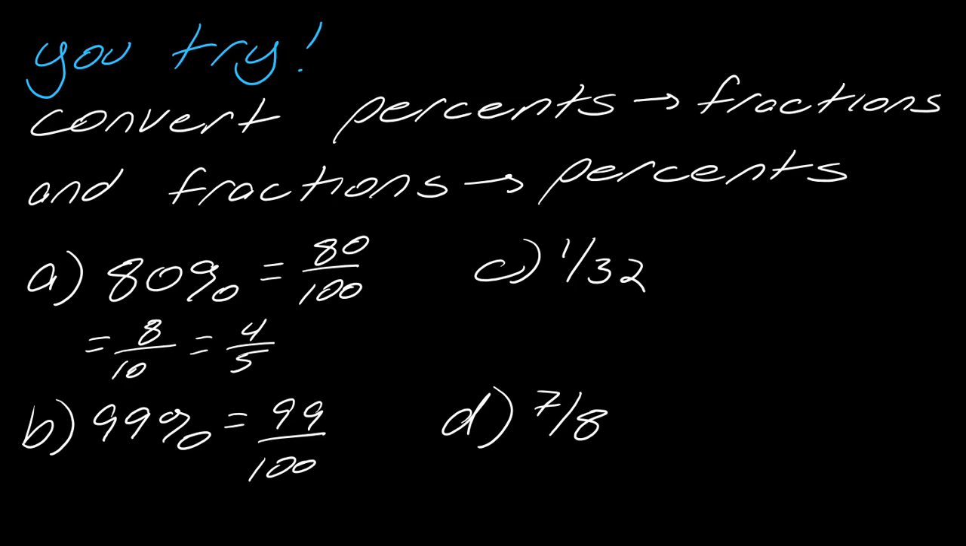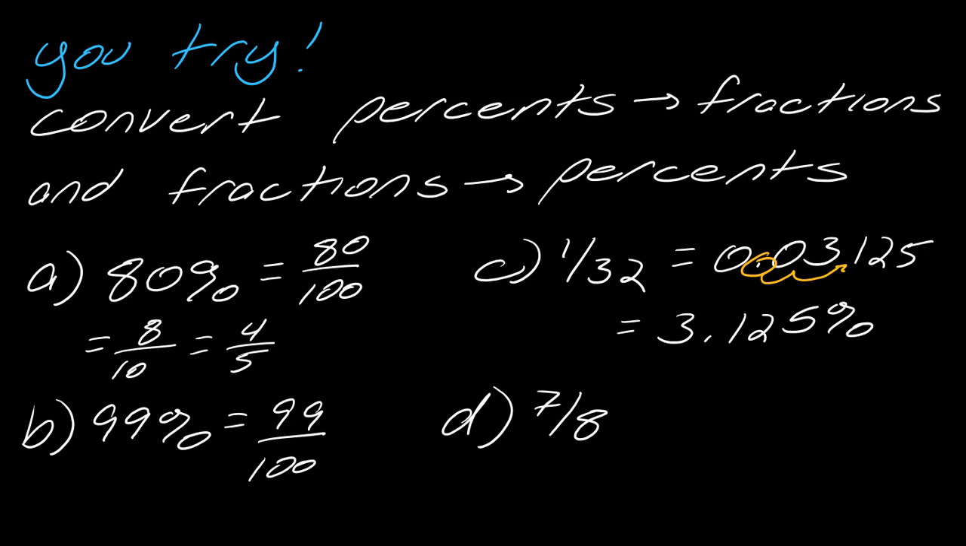Okay, so what about 1/32? Remember, the first thing that you're going to do is divide 1 divided by 32. And that comes out to 0.03125. And then I need to convert that to a percentage. And so if I move that decimal 2 spots over, this becomes 3.125%.